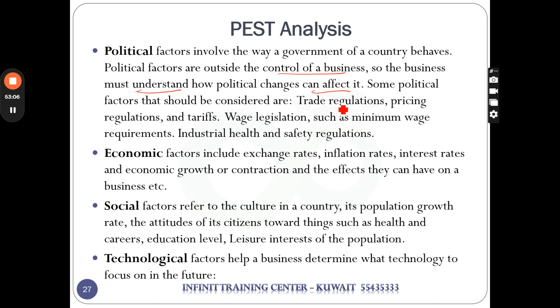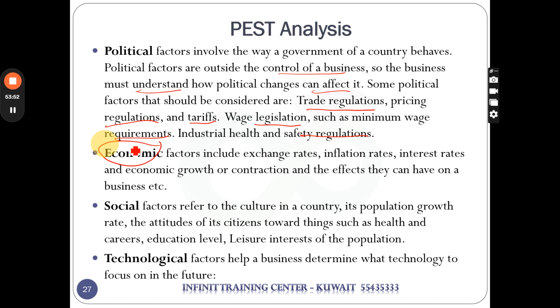Some political factors you have to consider are trade regulations. There are some restrictions of trade. Pricing regulations: you cannot have whatever price you want, there is a regulation by government. Tariffs, import duty or export duty, these are high. Wage legislation, such as minimum wage requirements: you have to pay a certain minimum wage to your employees. And health and safety regulations. All these are political. You have to analyze all these things before you start doing a strategic plan.